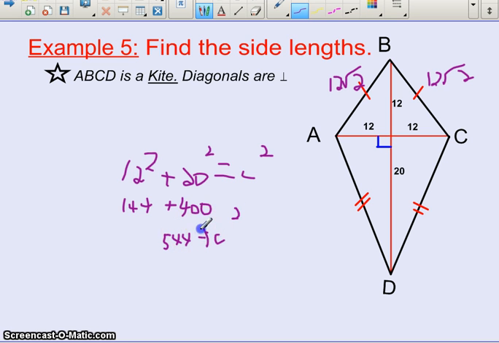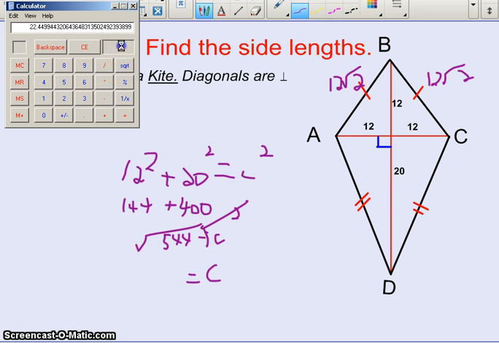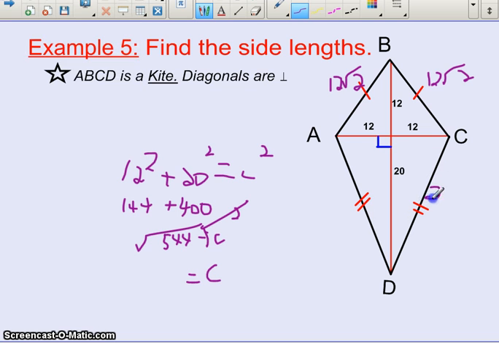So if we take the radical of both sides, then c would equal, break out a handy dandy calculator, the square root of 544 would be 23.3. Which would be this side also.